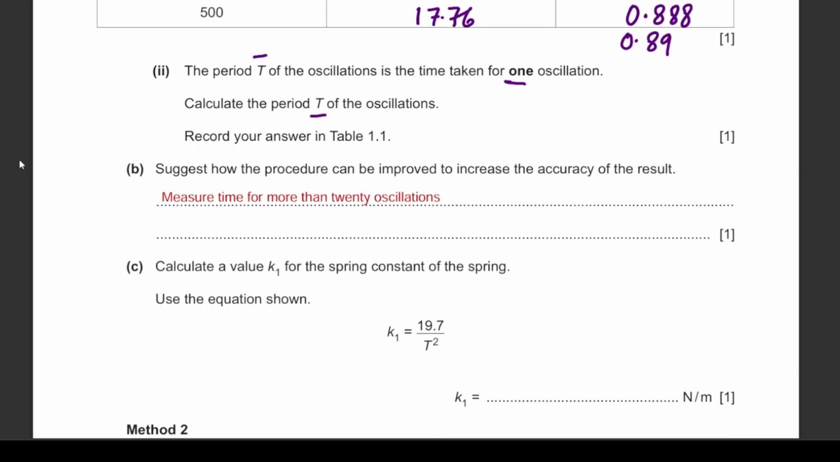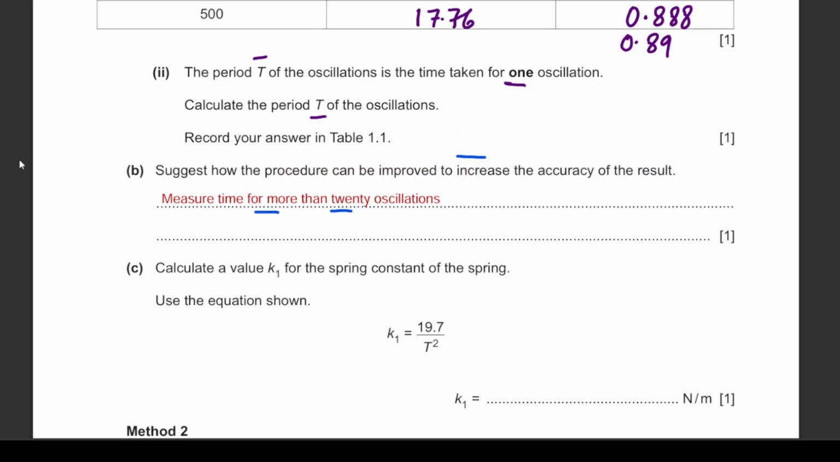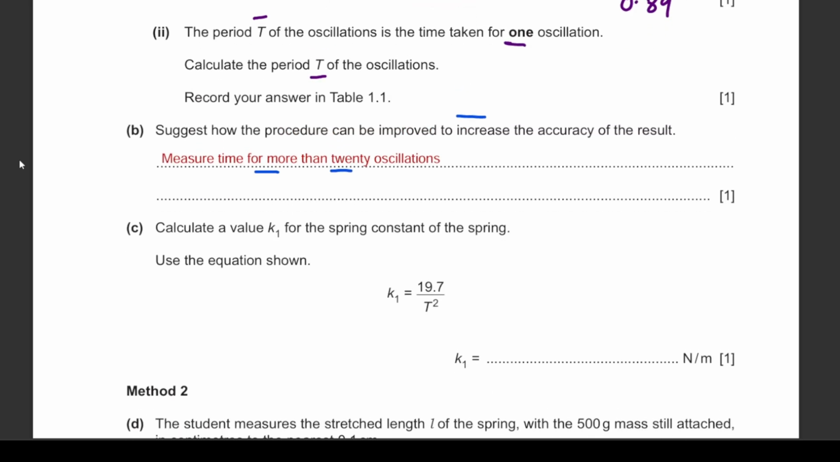Moving on, in part B, it asks how the procedure can be improved to increase the accuracy of the results. Measure time for more than 20 oscillations. That is the general idea. The reason behind taking more oscillations is that it reduces the human reaction error.